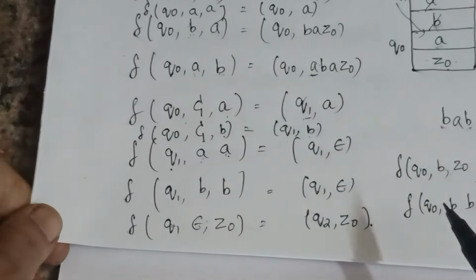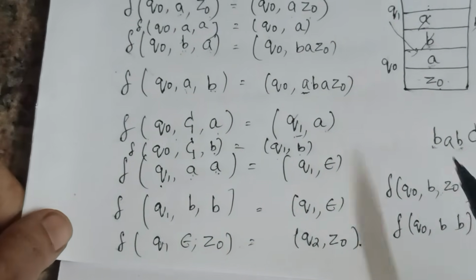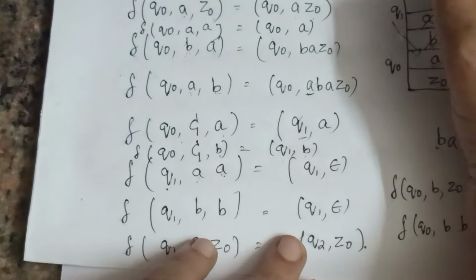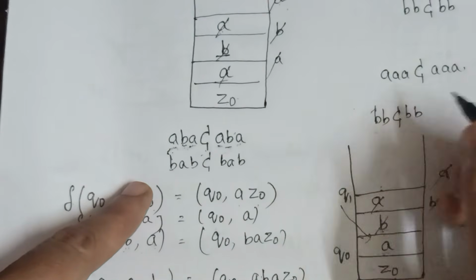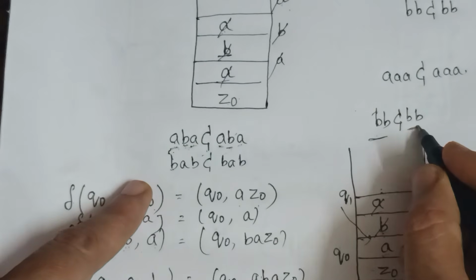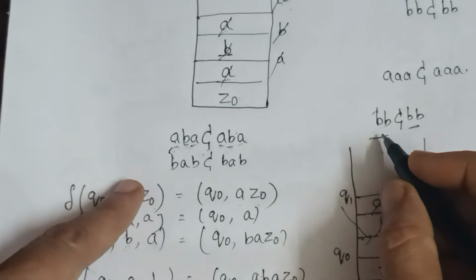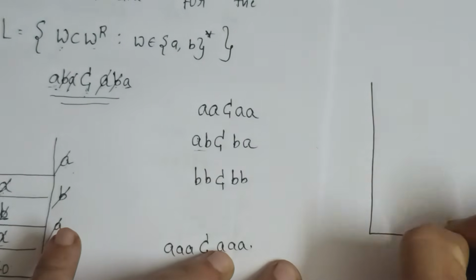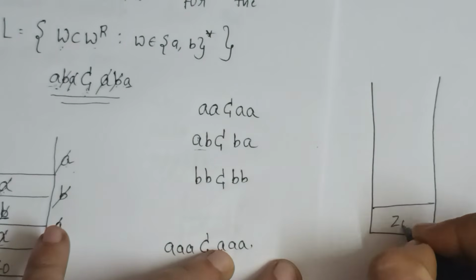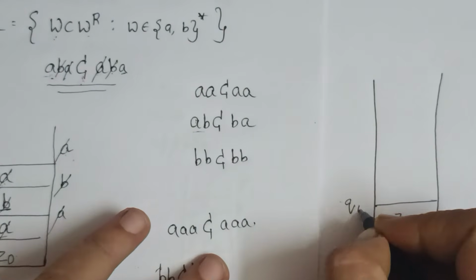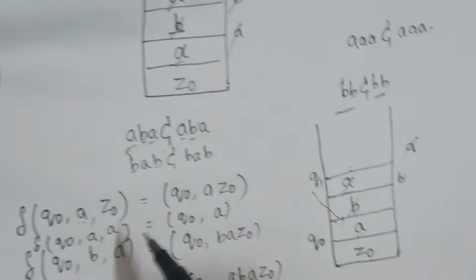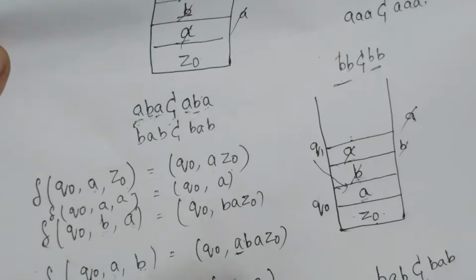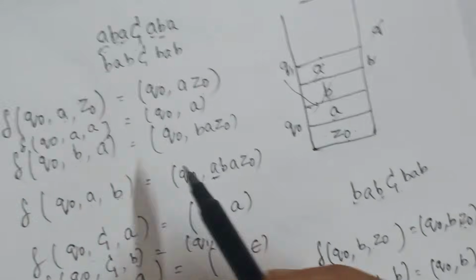Okay, now we will check for BB. So B is the top. First BB, we will see here BB, C, BB. Okay, this is our string. The reverse of this is also BB. So now initially Z0 will be the top of the stack and Q0 is the initial state. Now what I will do, I will first push B. So Q0, Z0 will be the top of the stack here.